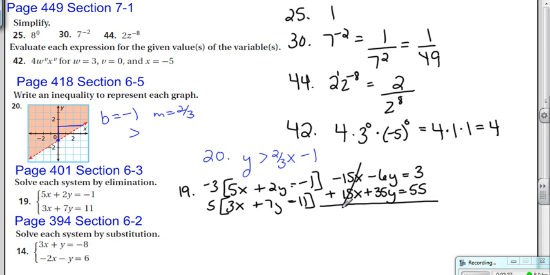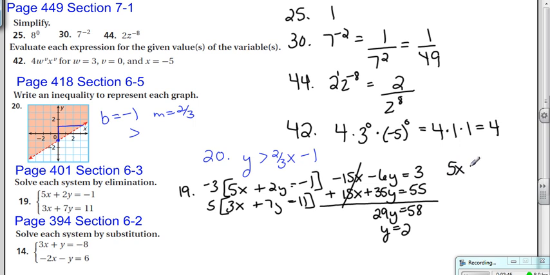That eliminates the x's. Negative 6y plus 35y is 29y. 3 plus 55 is 58. Divide each side by 29. I get y equals 2. Then I go back into either one of my two originals. I'm going to go into the first one.